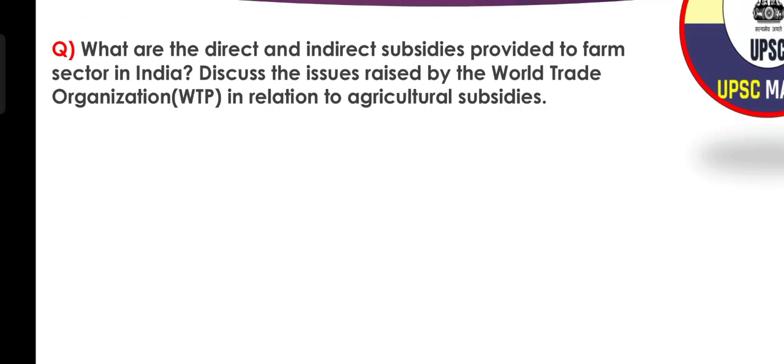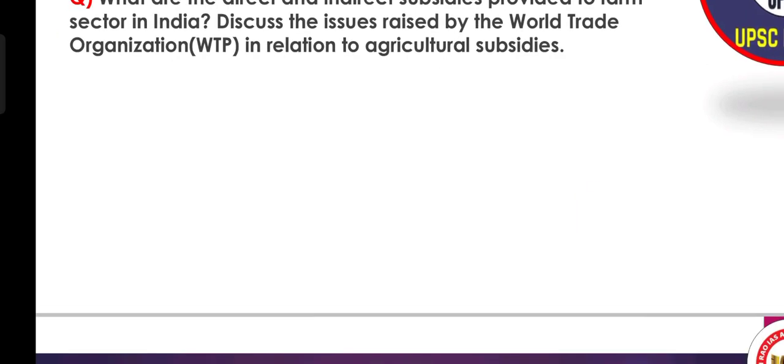and the most important thing you have to highlight is the second part of the question, which is talking about various issues raised by WTO in relation to agricultural subsidy. So here you have to elaborate what is the dispute that goes on in the WTO related to the agricultural subsidy, what the WTO says about subsidy, and which subsidy WTO talks about to ban it and to regulate it.